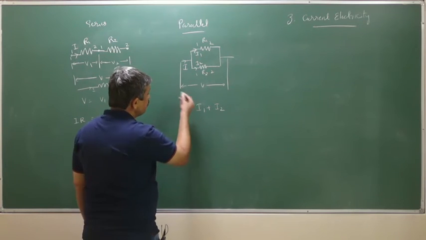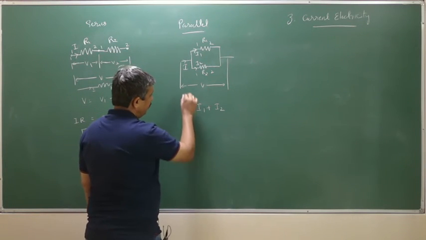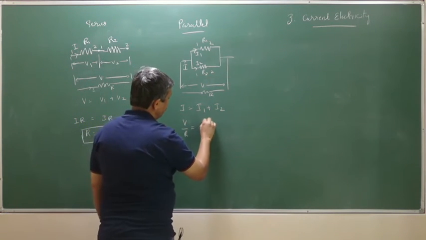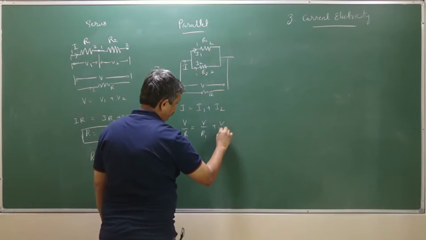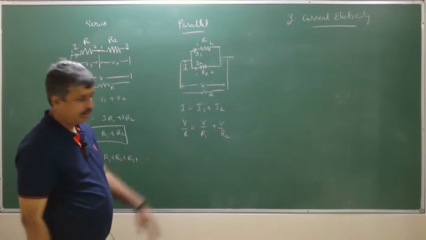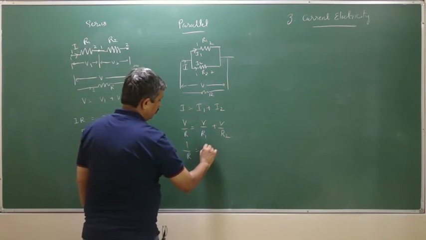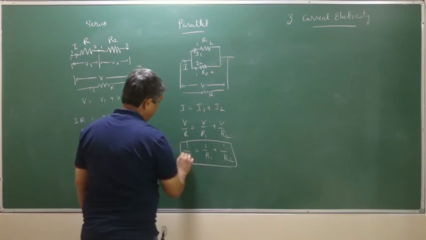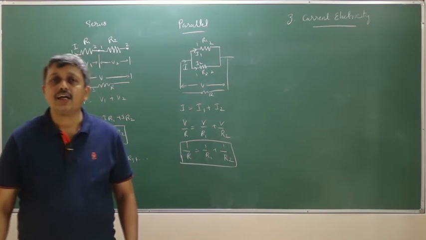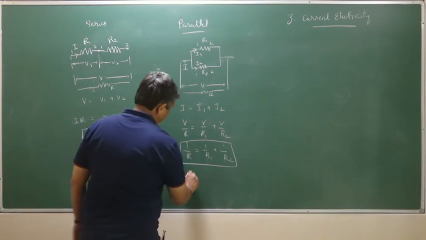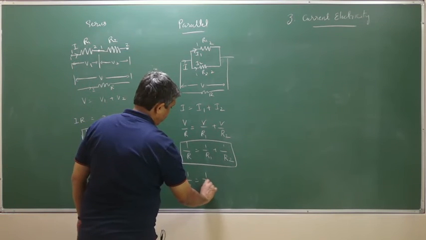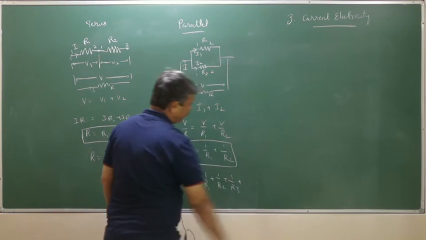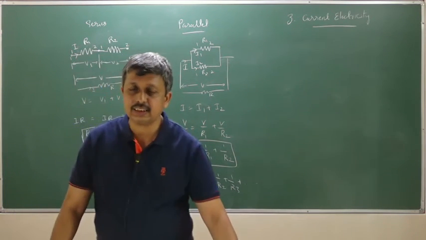Now I is nothing but V by R, if the effective resistance is R. And I1 plus I2 is V by R1 plus V by R2, because V doesn't change. This is nothing but 1 by R is equal to 1 by R1 plus 1 by R2. So this is how the effective resistance can be calculated in the case of a parallel connection. In fact, we even write it as 1 by R is equal to 1 by R1 plus 1 by R2 plus 1 by R3, as many as you want. This is resistances in parallel.